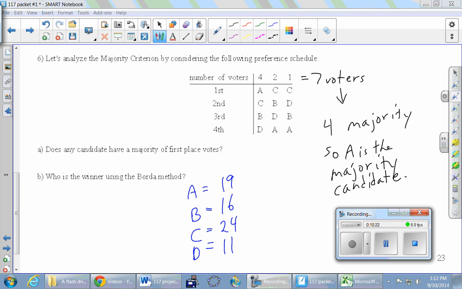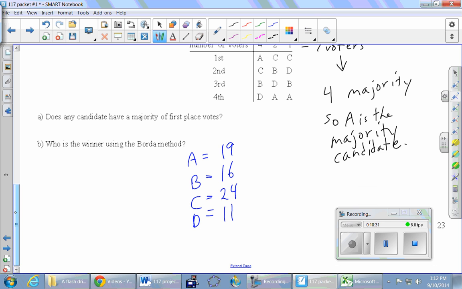So we've tallied up, we've got A is 19, and you'll have to take my word for it, but you can check the other scores later, but maybe copy them down right now. The point is, who's the winner according to the Borda method? C. C has the most Borda points. So C is the winner using Borda.